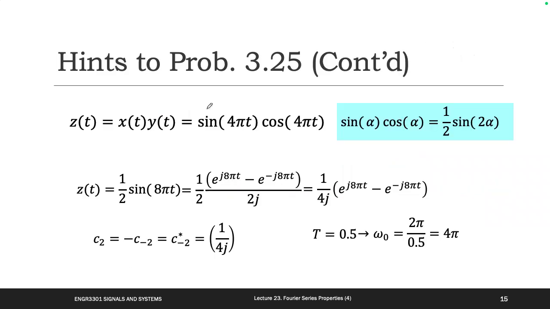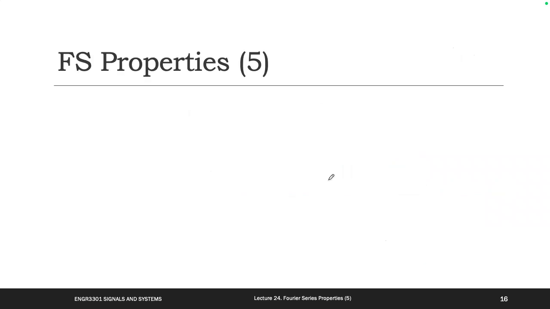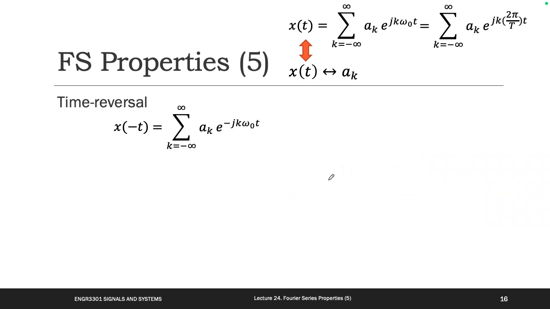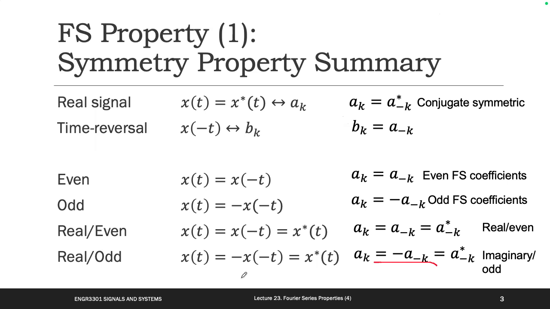Okay, and then let's try to talk about the FS properties. Firstly, we just try to review. This is the signal synthesis equation, and this is the signal analysis. The time reversal: if you have x negative t, then you will find the FS coefficient will equal this one. Actually, I think this one is very similar to this one. That makes sense to you?